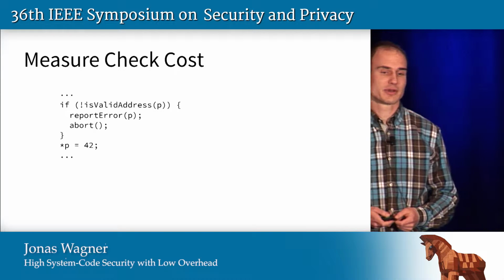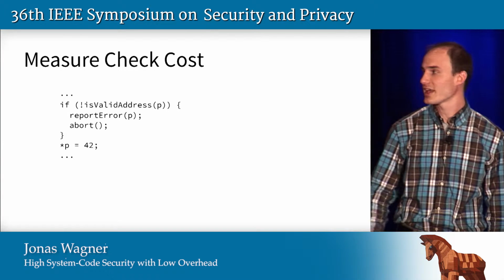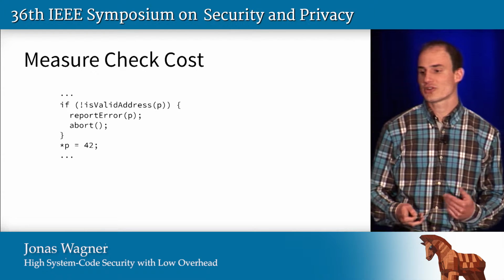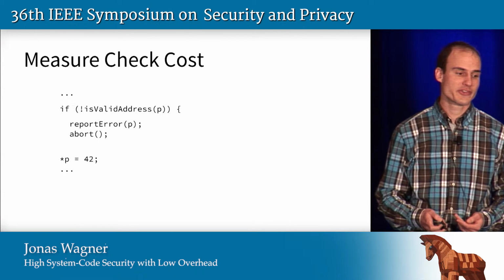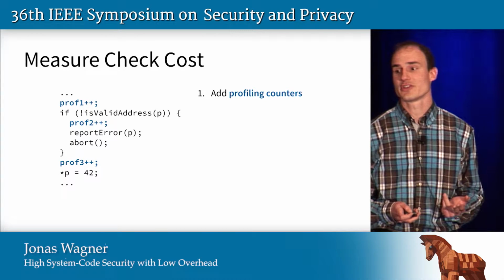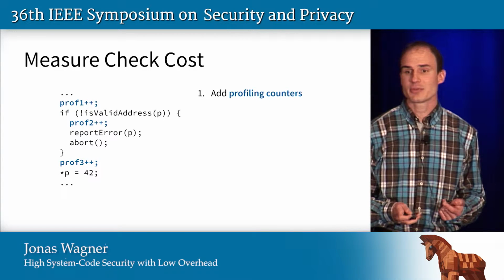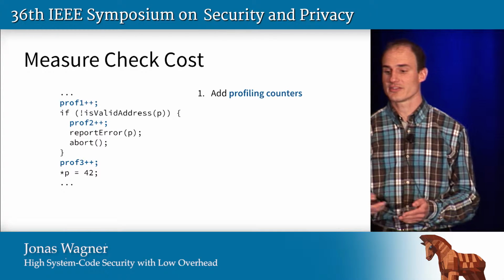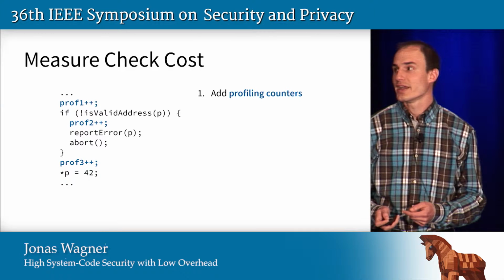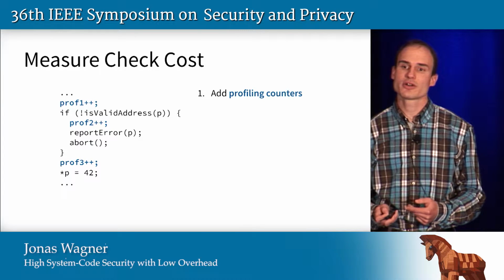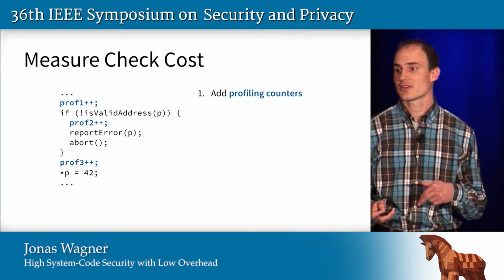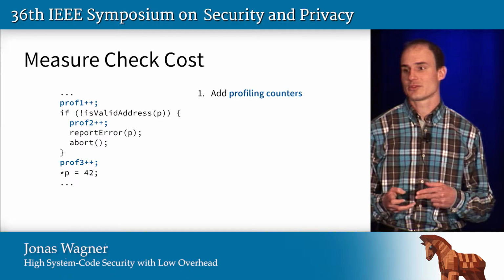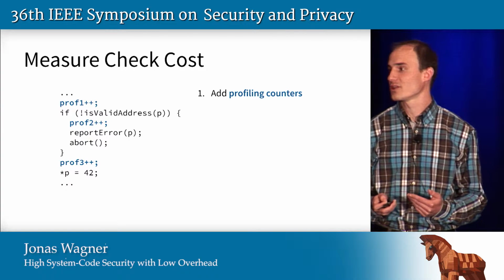Let's discuss how ASAP measures the cost of checks. This is again the sanity check example from the beginning of my presentation. In order to measure its cost, ASAP would, in a first step, insert profiling counters into the program. This happens during compilation and uses the same existing profiling infrastructure that's present inside LLVM. ASAP adds one counter to every basic block of the program, and these get incremented while the program runs. Thanks to that, ASAP can see exactly how often every instruction in the program has been executed.